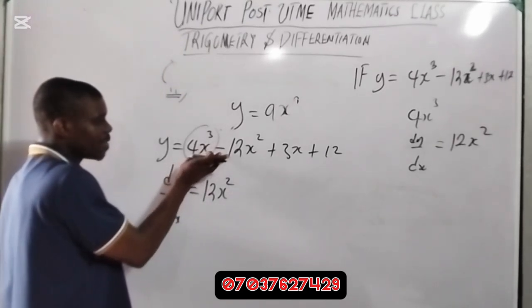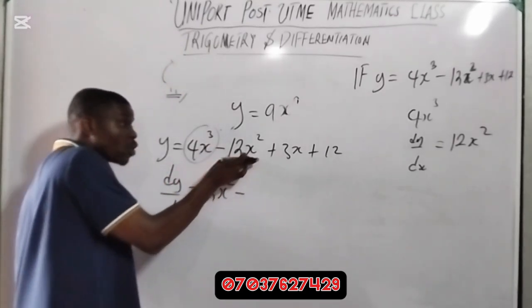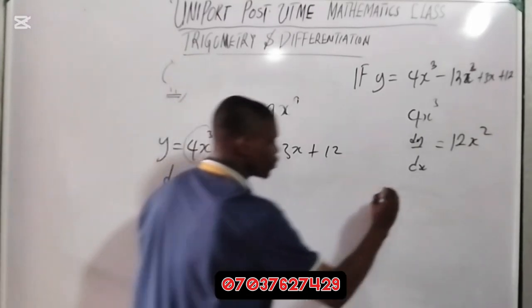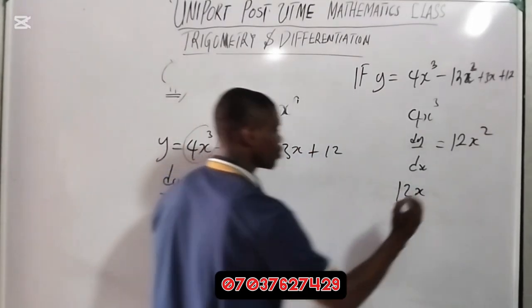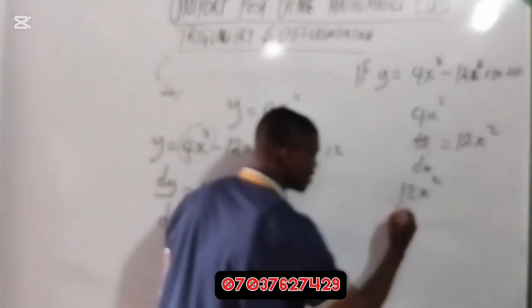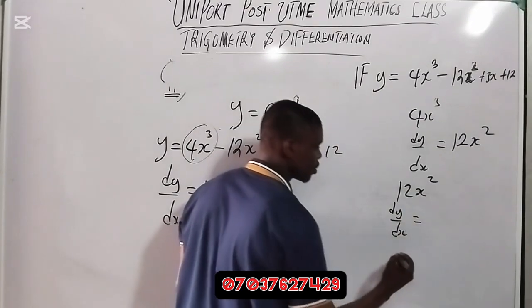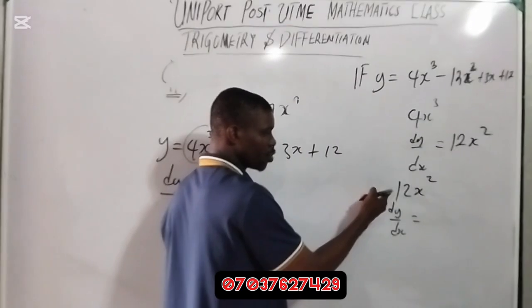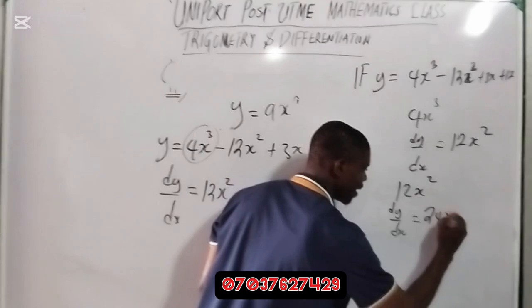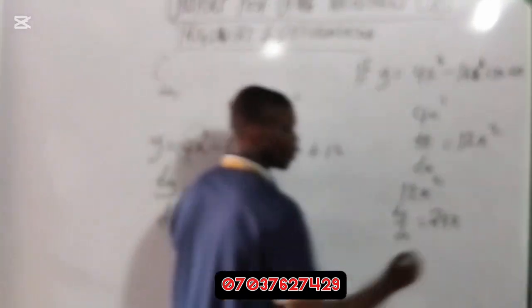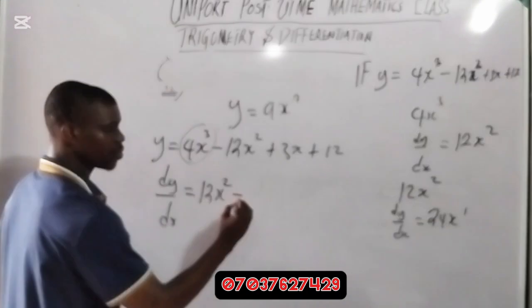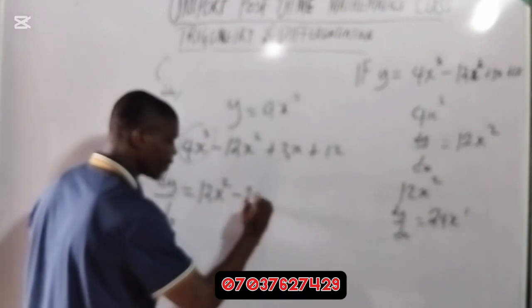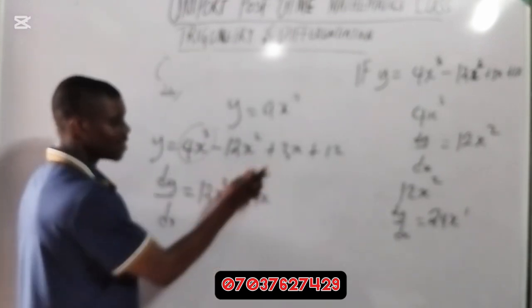Again, there's a minus sign here, minus. Differentiate this one. Here we have 12x raised to 2. dy over dx here is 2 times 12, which is 24, x raised to 2 minus 1, which is 1. So you leave it like this. So here we have 24x. This is that.